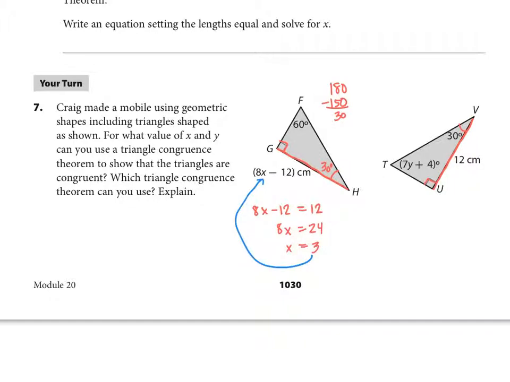I'm going to write down the statement here. Triangle FGH is congruent to triangle, let me make sure I get this right, TUV. And we can prove that they're congruent by angle side angle.